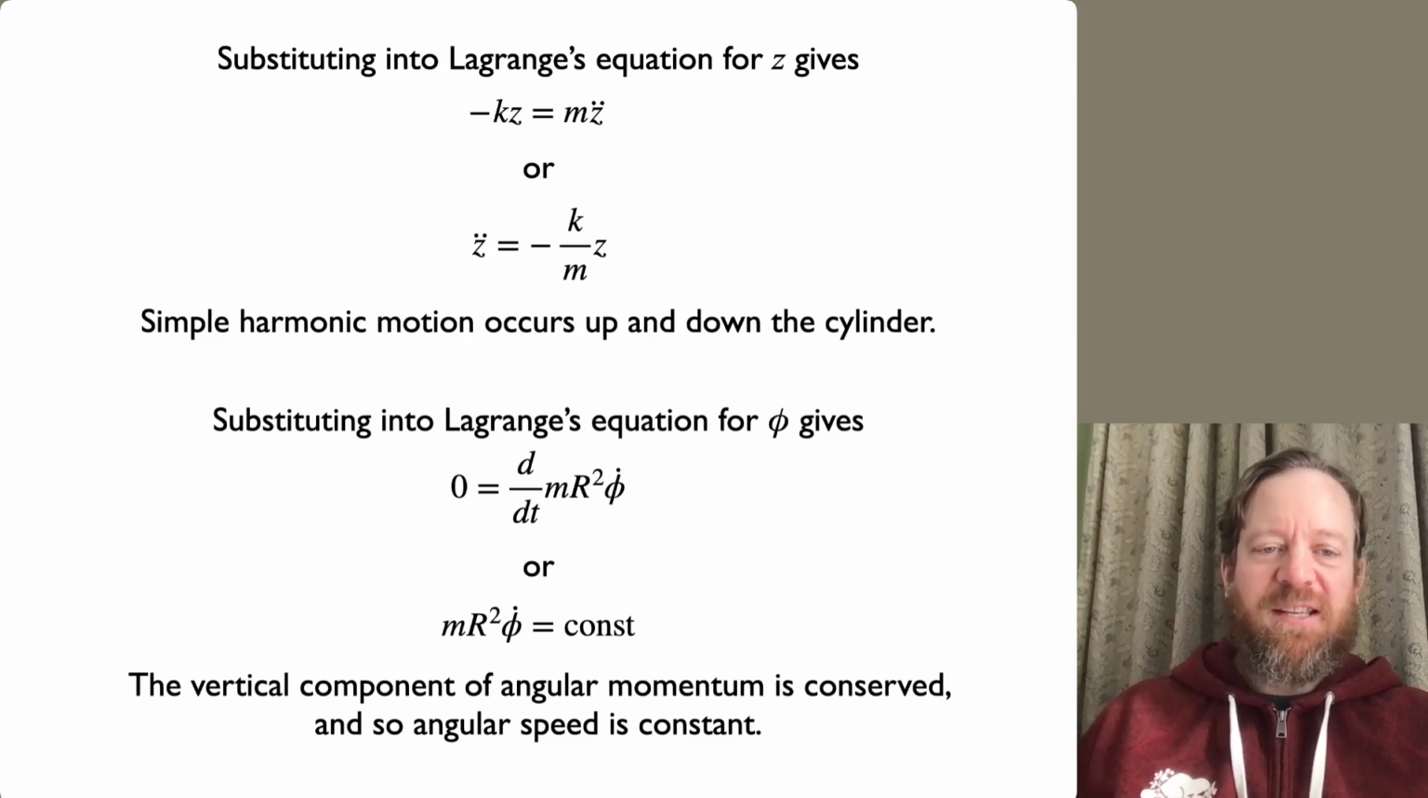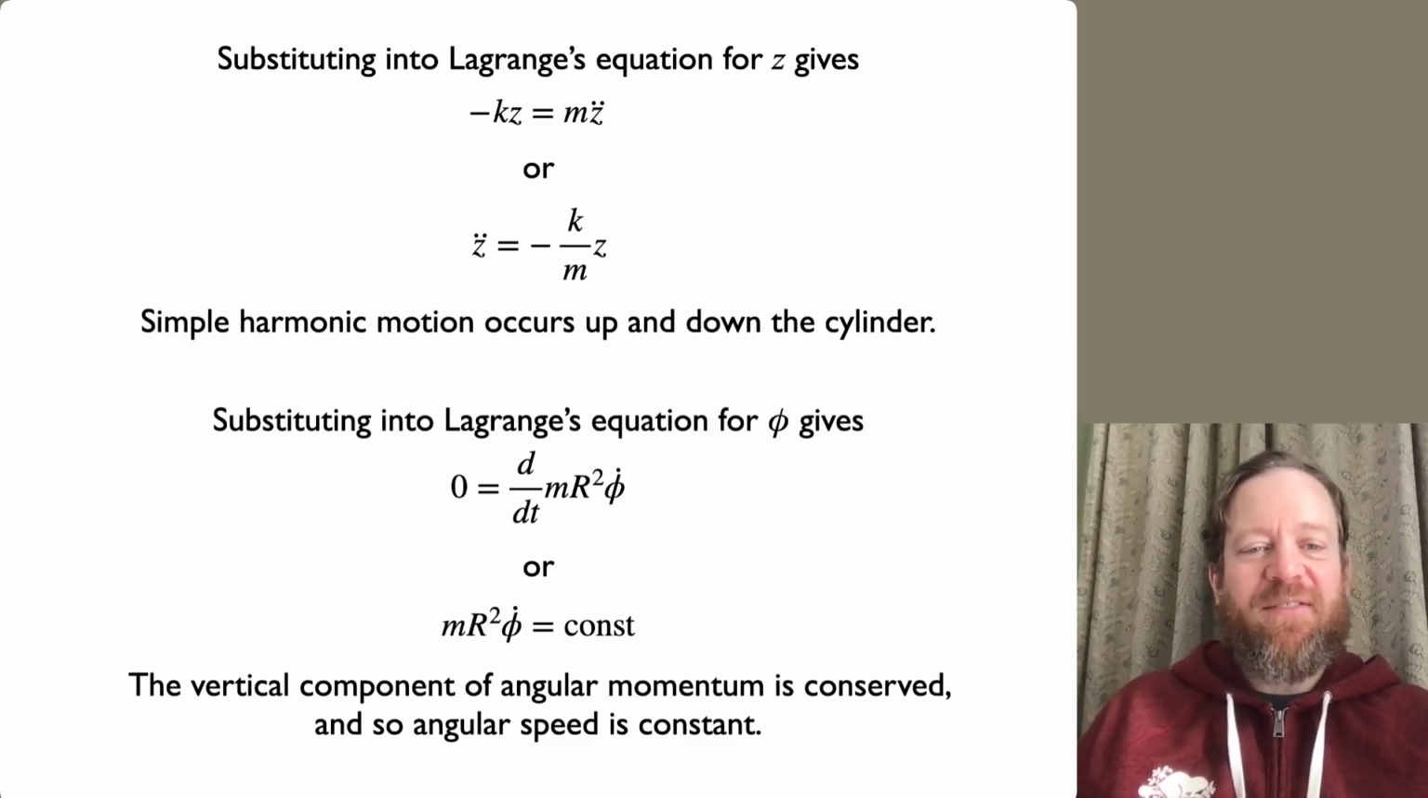Now, if you don't recognize that as being the vertical component of the angular momentum, then I encourage you to calculate the angular momentum using the vector L, angular momentum, being equal to the vector r crossed with the linear momentum p vector. So L is equal to r cross p. So take that r cross p, find the vertical component, and you'll get exactly what I've said here, m times r squared times phi dot.